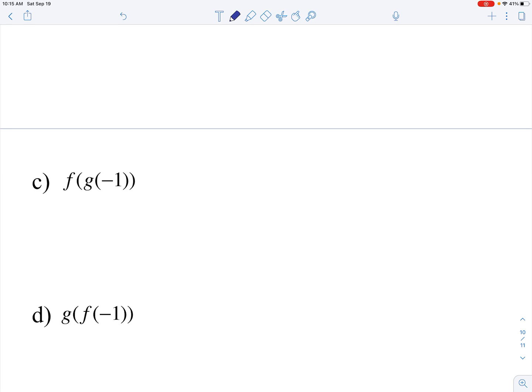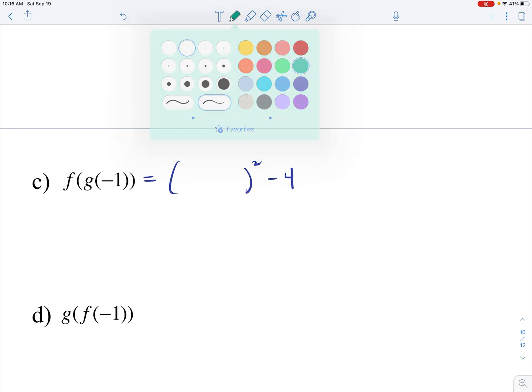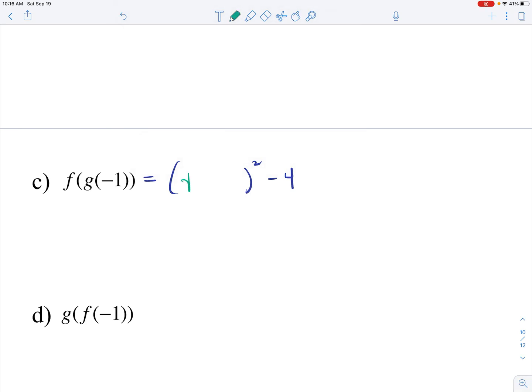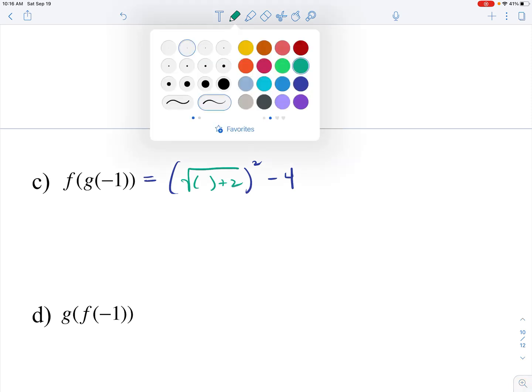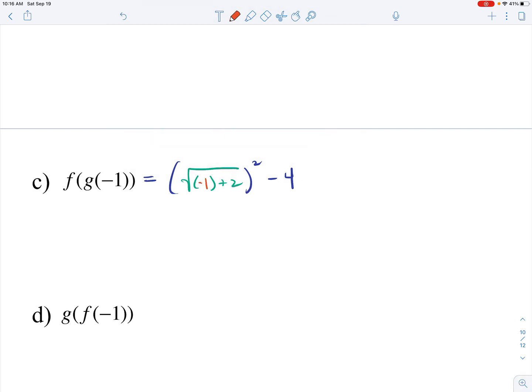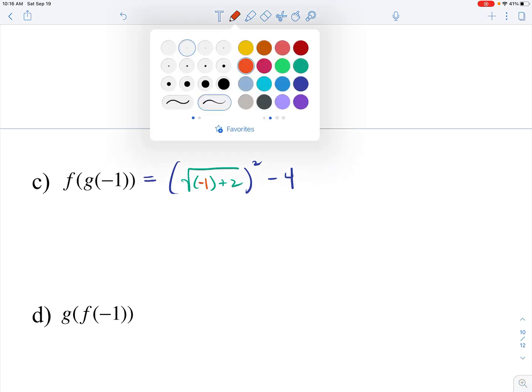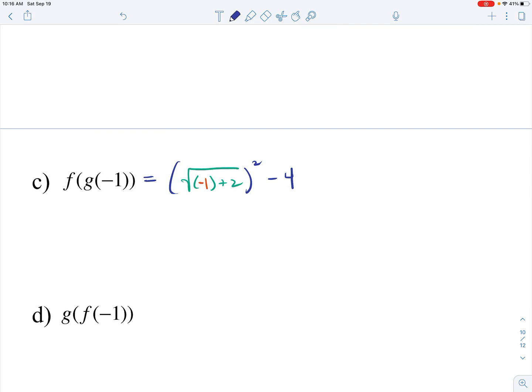Okay, so f composed with g evaluated at negative 1. So f being the outside function, g is the inside function, and plugging negative 1 in for x. Okay, negative 1 plus 2 is 1. Square root of 1 is 1. 1 squared is 1. 1 minus 4 would be negative 3.